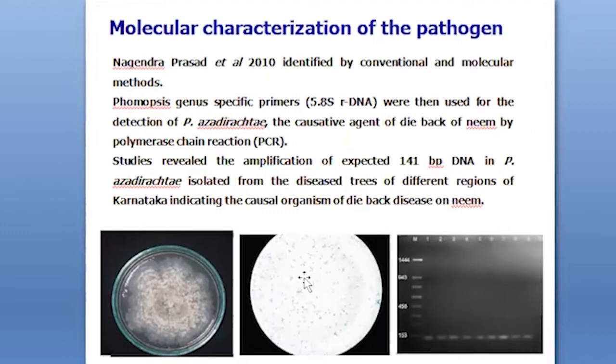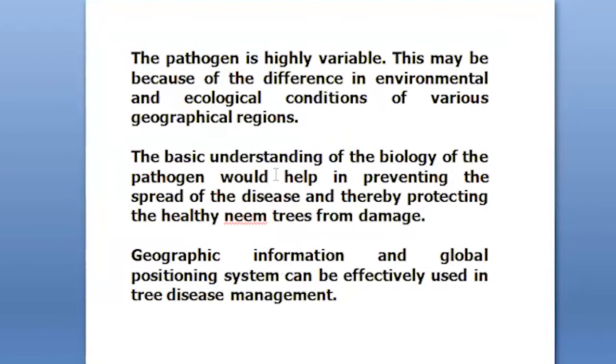And here, Phomopsis azadirachtae contains two types of conidia. One is the major conidia, the macroconidia, and the other is the micro. And here, two types of spores will be observed. And here, this pathogen is very highly variable.